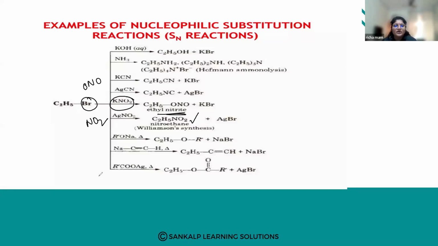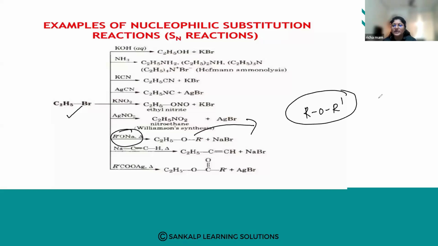Then when ethyl bromide reacts with an alkoxide, this is a sodium alkoxide, I'm going to get the ether. The R-O-R' linkage is called an ether. So when the alkyl halide reacts with sodium ethoxide, I'm going to get ethyl ether, the substituted ether.